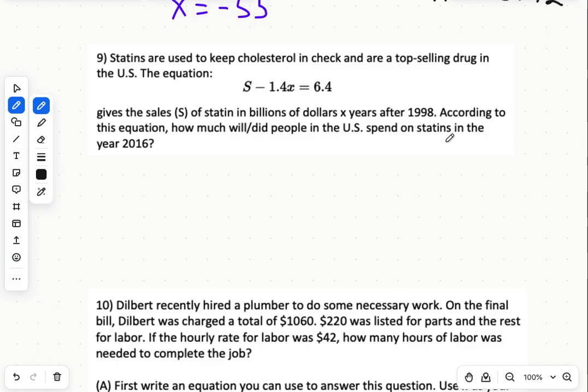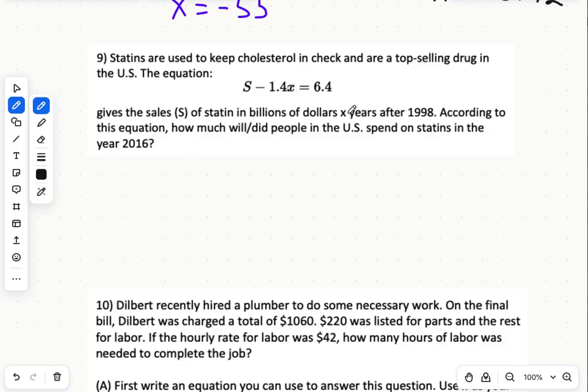How much did they spend on statins, basically? So we're looking for the sales. We're being told the year 2016 right here. So that means we know x, and we're looking for S. I could solve this around, but I don't think it's worth it.